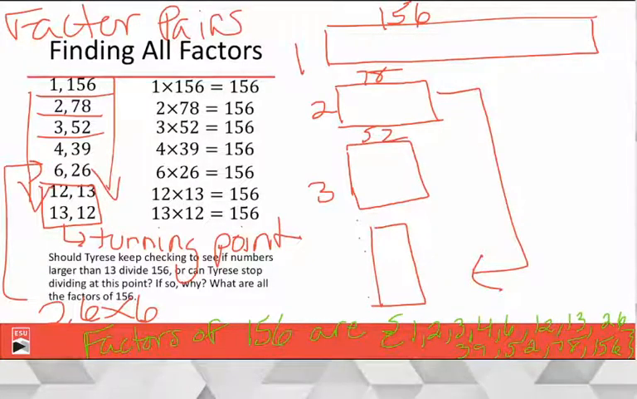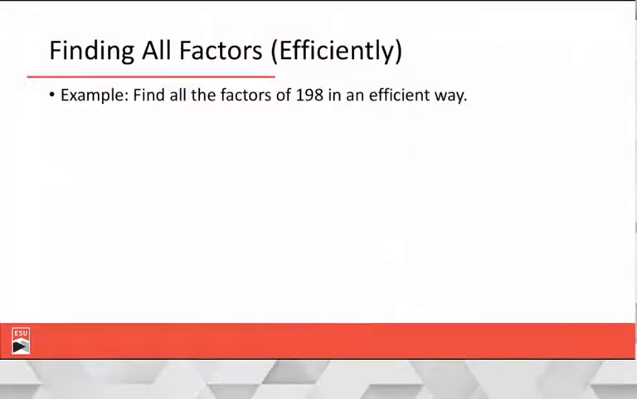And we're going to write these in set notation because in the next section, when we're finding the greatest common factors and least common multiples, we'll look at intersecting sets to find those two numbers, the GCF and the LCM. And so here it says find all factors of 198 in an efficient way.